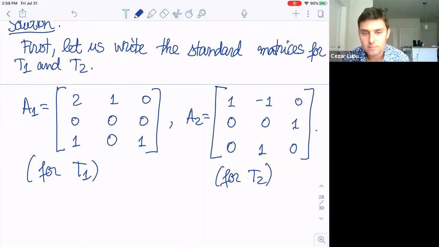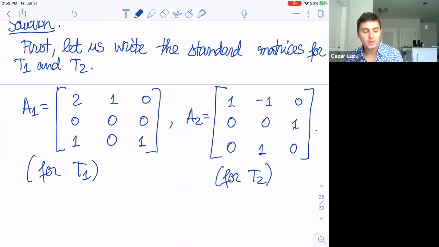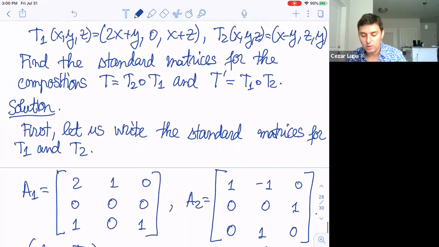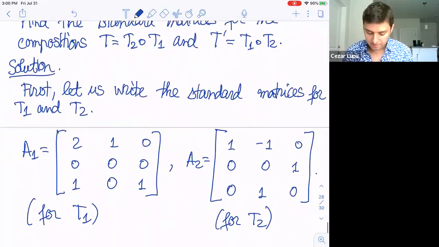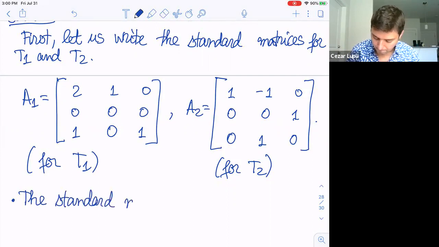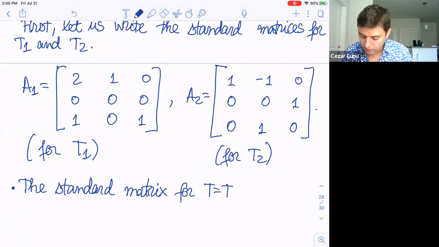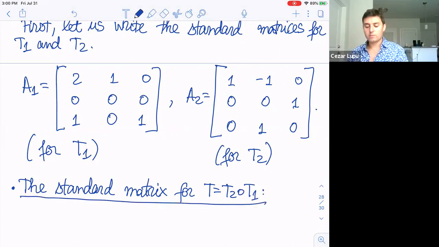Is it clear? Yes. Okay. And now let's look at the theorem, by the previous theorem. I'm interested in the standard matrix for the first composition. So let's see. The standard matrix for T equals T2 composed with T1.